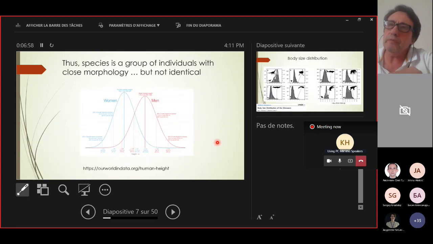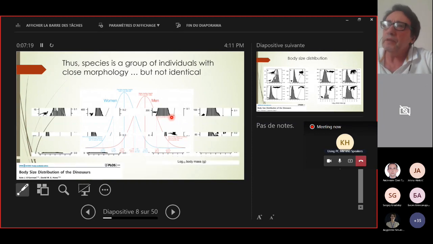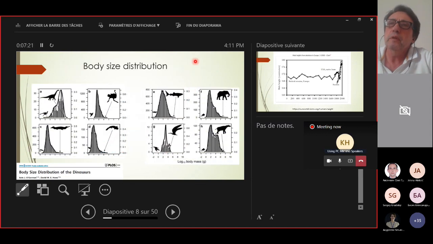As an example, I will give several examples. For example, what is of course very well known, if we take a group of people and we measure their height, then we'll have distributions which look very much like a normal distribution, a little bit different between women and men. And of course, this is similar to other biological species. There are many examples, in particular here, body size for different groups of animals.